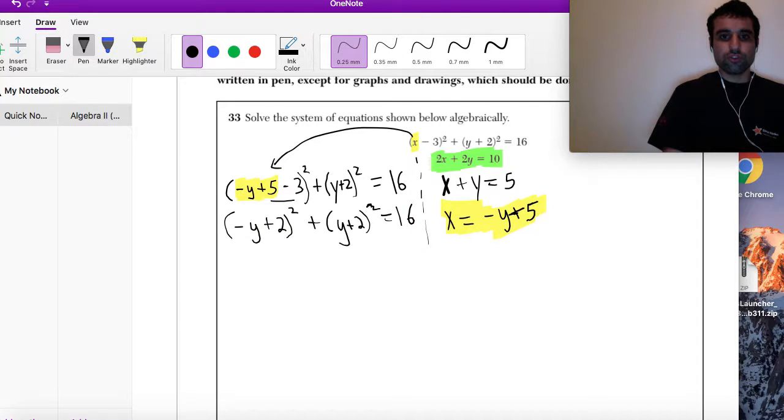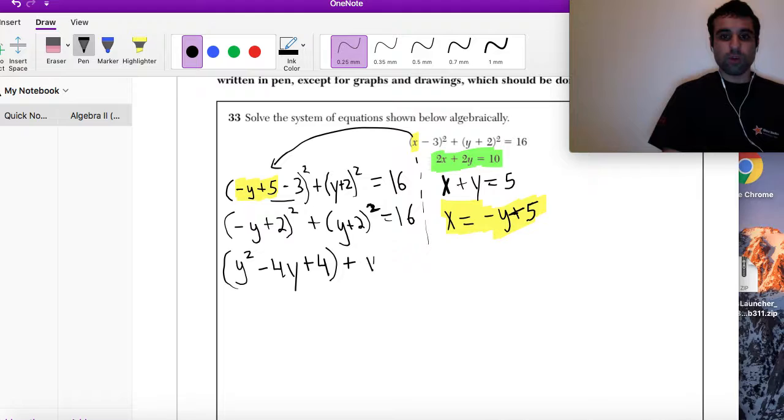Now if you know the shortcut for squaring binomials, that'll make your life very easy. You square the first term, so negative y becomes positive y squared. Then you multiply the two terms, and we get negative 2y, and you double the product, and it becomes negative 4y. Then you square the last term, 2 squared is 4. That's the first trinomial.